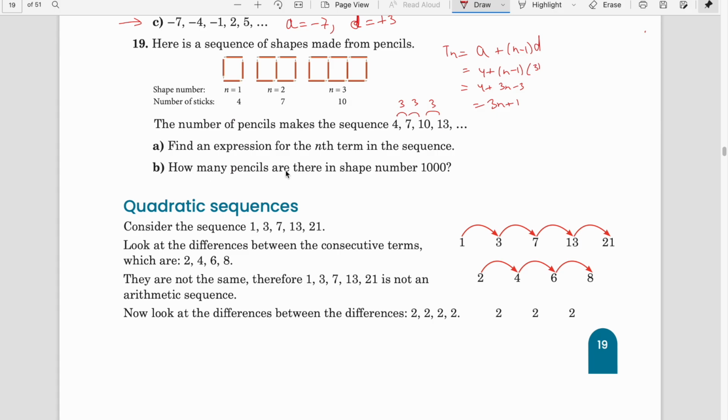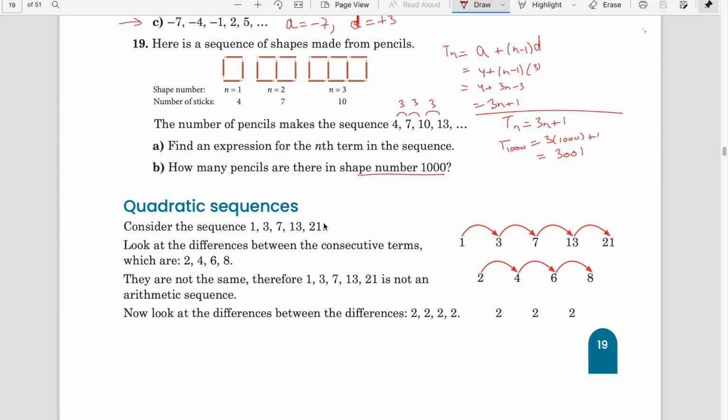B part says how many pencils are there in shape 1000. So we already know the formula, Tn is equal to 3n plus 1. So if shape is 1000, so this is 3001 pencils in the 1000th shape.